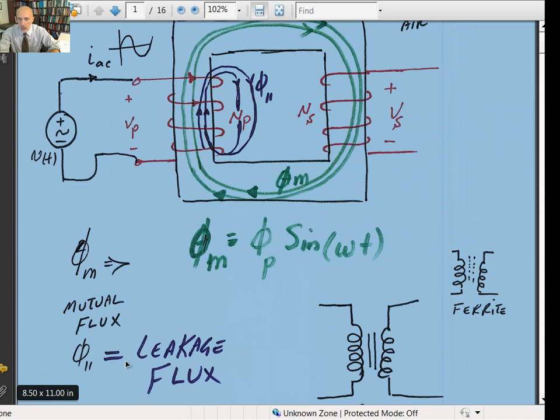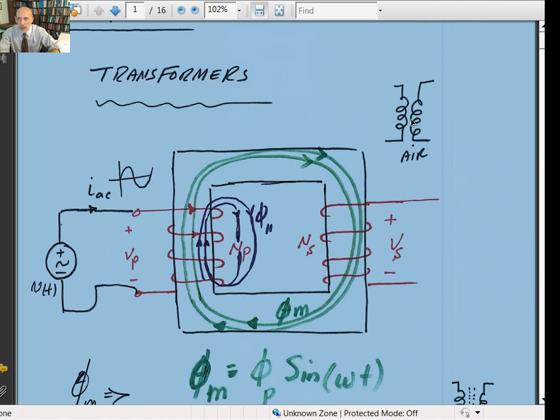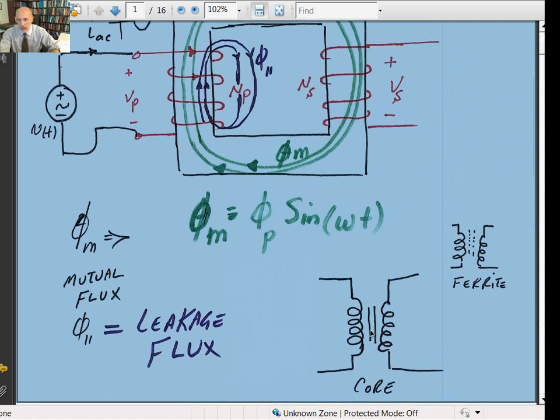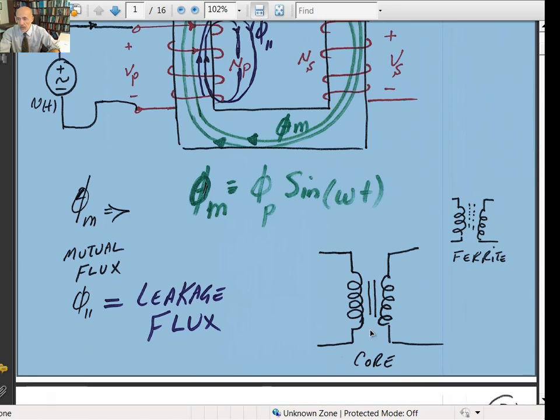So the flux phi 1,1 is called a leakage flux. If you have an iron core, they use this symbol, a double bar in the middle. If it's air, there's nothing in it. As we talked about before, you don't really want to do that, because if it's air, the reluctance is extremely large, and therefore you have a very weak magnetic field. So either they use ferrite materials, which is a dotted line, or they use an iron core with a solid line. Those are the symbols they use for transformers.